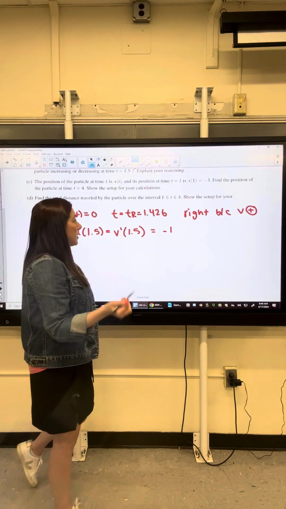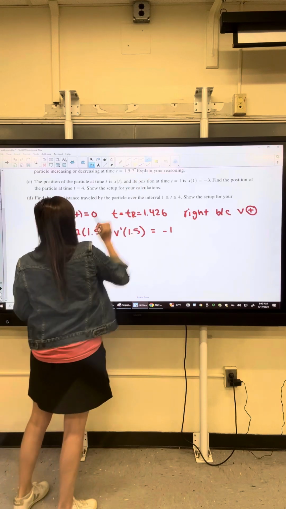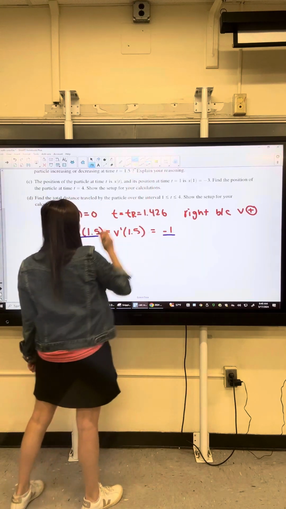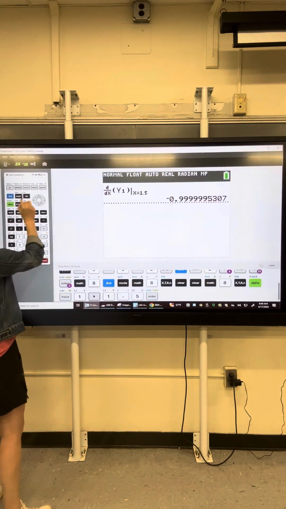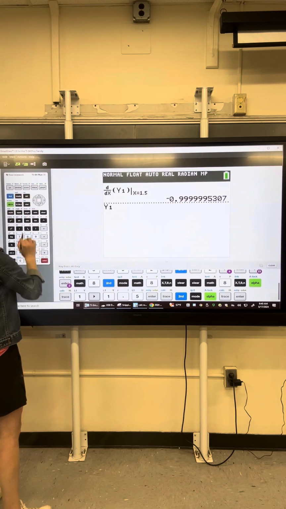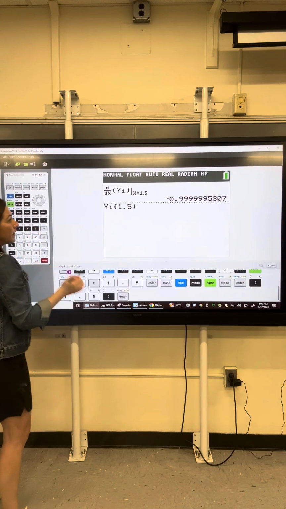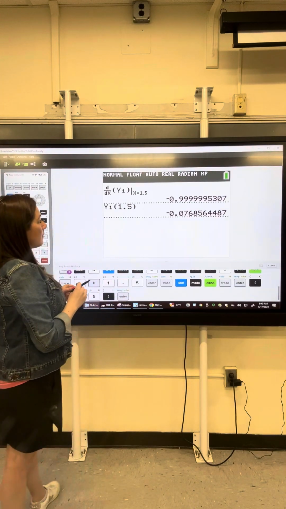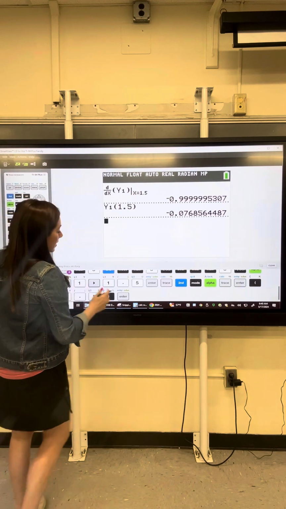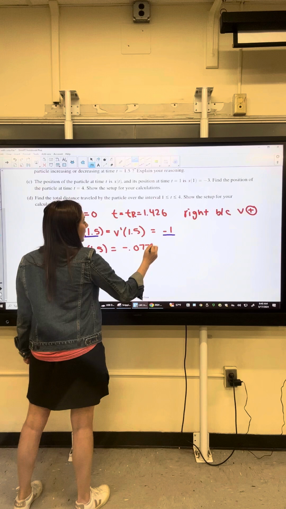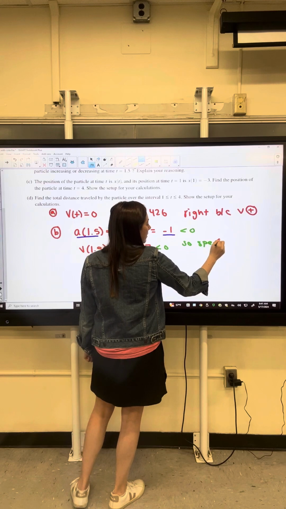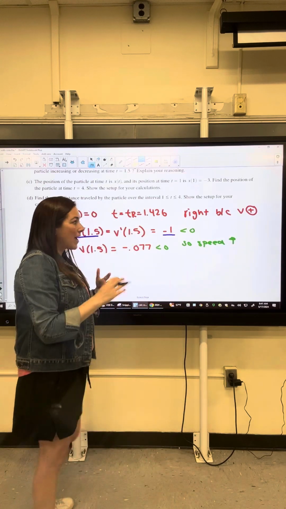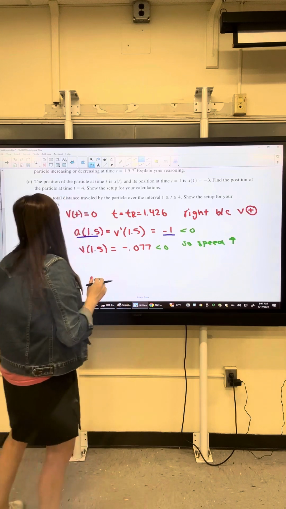But now if they want to know if the speed's increasing or decreasing, you have to compare the acceleration and the velocity signs. So now I'm going to go and find v of 1.5 on my calculator. So we're going to find v, there it is, of 1.5. And you got to write the decimal down. You can't just say it's negative. So I'm going to say it's -0.077. Then in class, I would say this is less than 0, so speed's increasing. If you said because they have the same sign, that's fine, but you needed to actually give them the decimal to get the points. Okay?